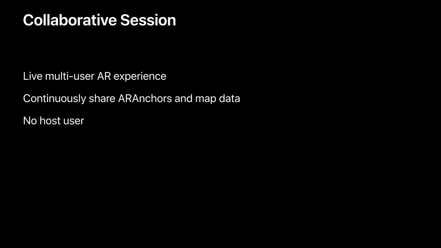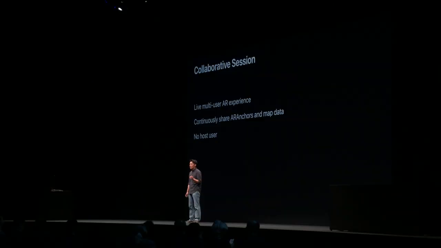Collaborative session is mainly designed for the live multi-user AR experience. All the learned map information and anchors are shared continuously throughout the whole session. That means any user can add an anchor at any point of time, and that will be reflected on other users' screens. And also, every user is exploring the map together, which means they are benefiting each other to have the best and most consistent tracking experience. That means this feature is friendly for unseen environments. You can also use this feature with or without the map.